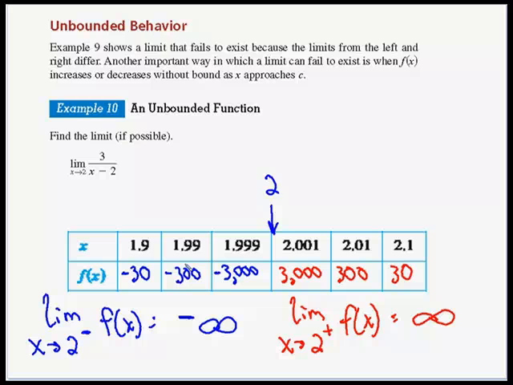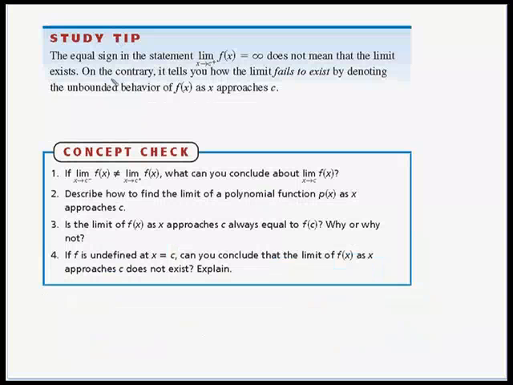Now, this might be somewhat misleading, and let me just pop over here real quick. This is in your notes. The equal sign, when we say the statement, the limit as x approaches c from the positive side or the right side of f of x is infinity, does not mean that the limit exists. On the contrary, it tells you that the limit fails to exist by denoting what we're going to call unbounded behavior as we approach that number c.